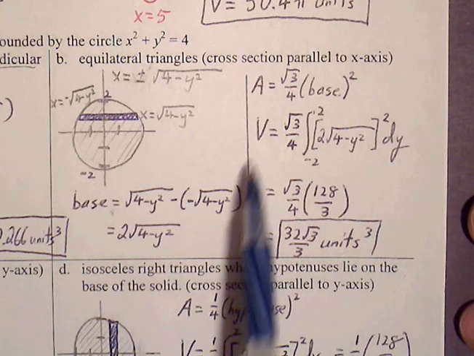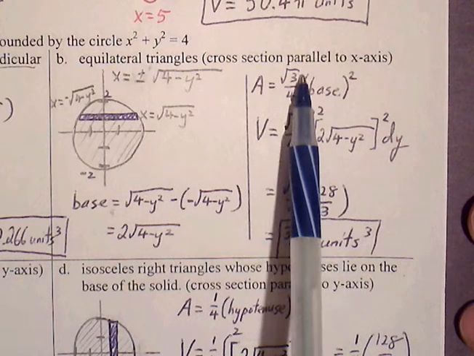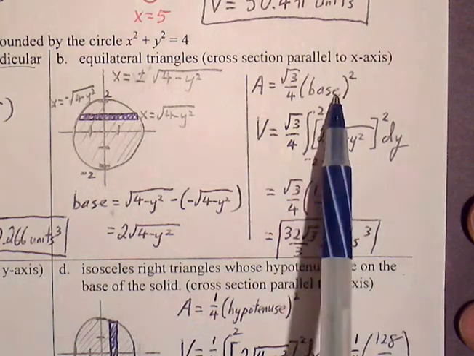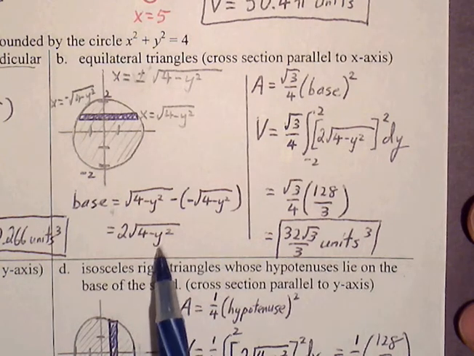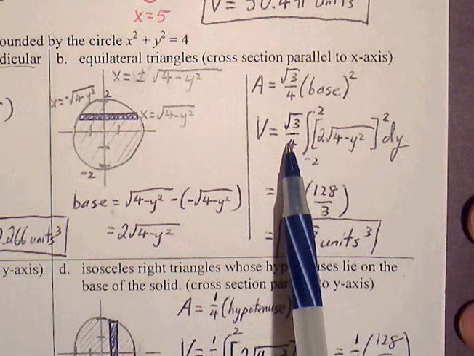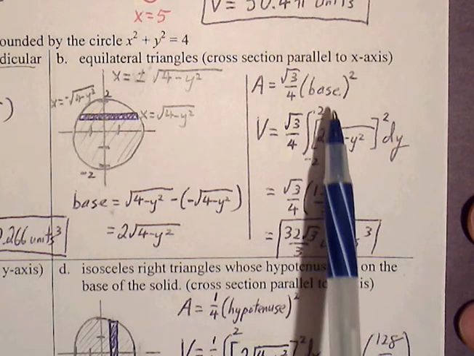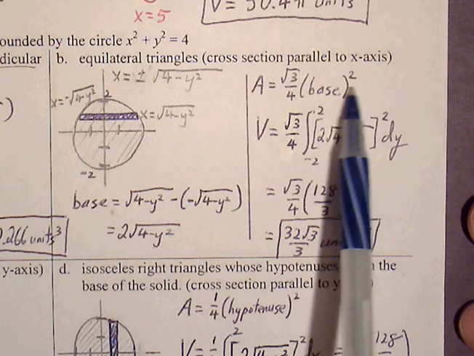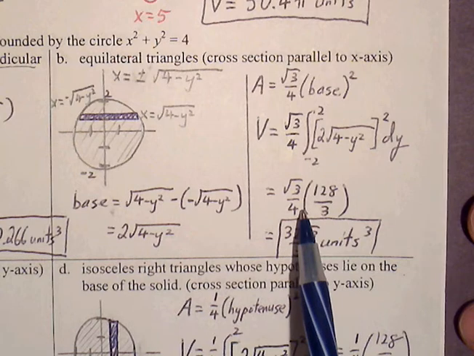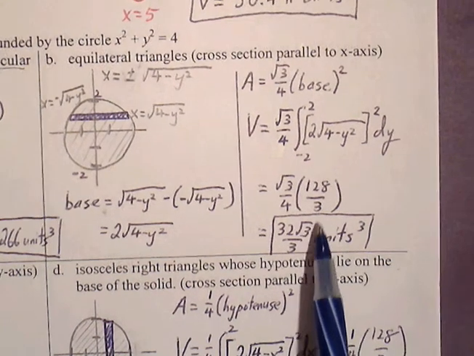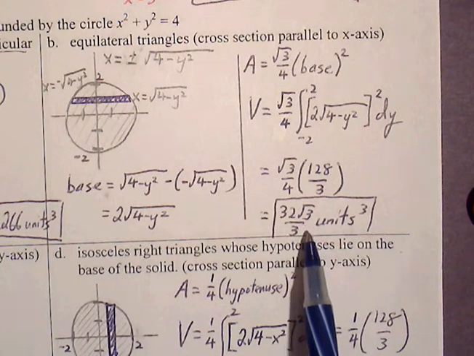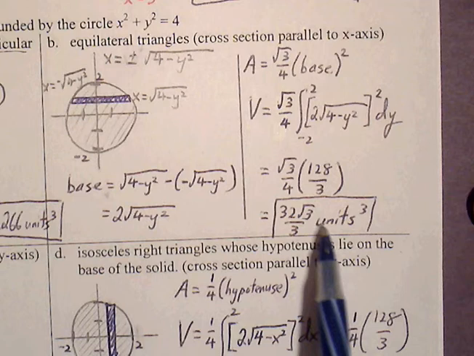Our formula for equilateral triangle is root 3 over 4 base squared. So we're simply going to replace this with the base that we found from our diagram. So we plug this in. I can pull the root 3 over 4 out as a coefficient. So we go from -2 to 2. I'm going to plug this in the calculator, which will result in 128 over 3. Multiply by root 3 over 4, and I combine this to be the exact value of 32 over 3 root 3 cubic units.